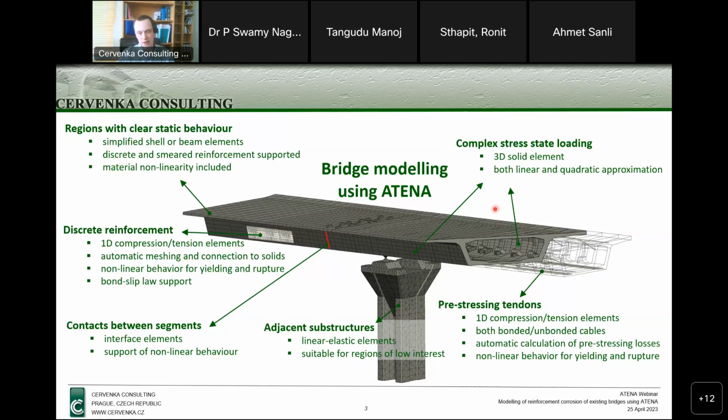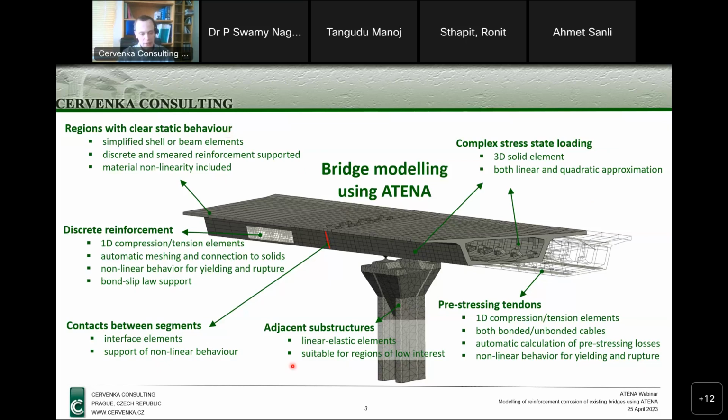When we are talking about bridges, this might be some region around the supports, or some regions with strengthening inside of a bridge segment. Here this points to the shear region, where a complex stress state can develop and may result in cracking. If the structural behavior is clear and not so complex, and you want to save some computational time, you can use some simplified elements included in ATENA. Those are mainly the shell and beam elements.